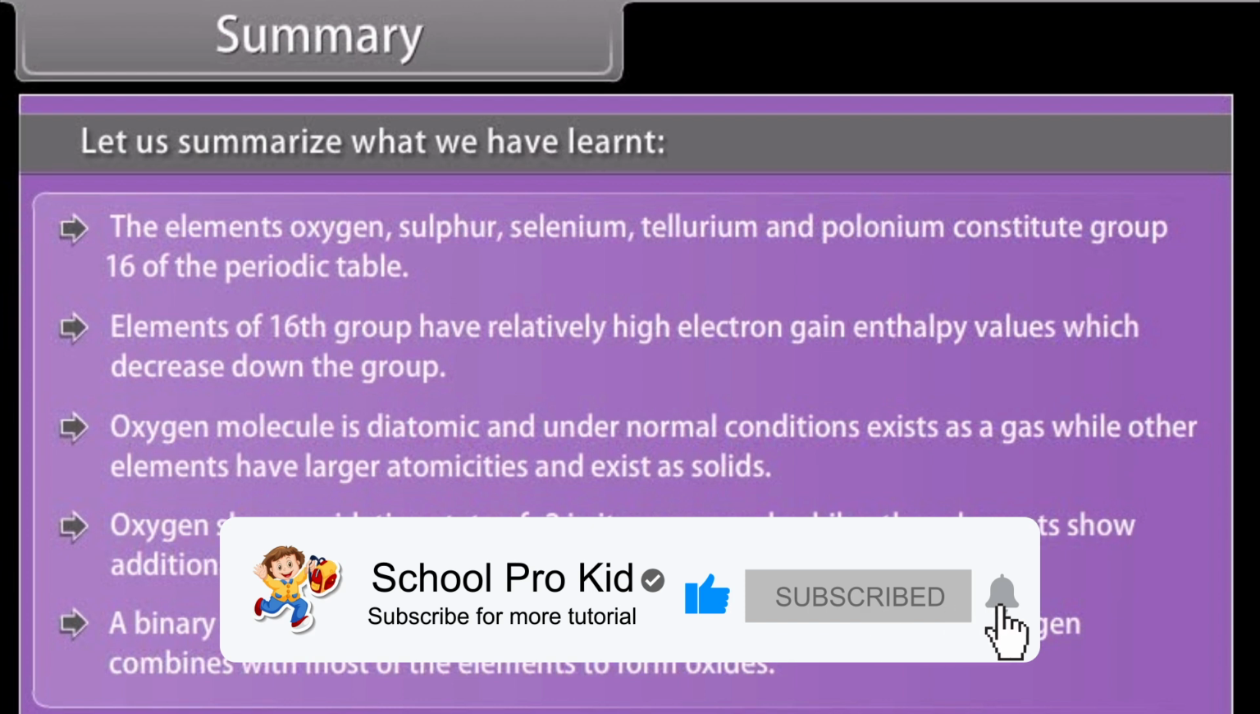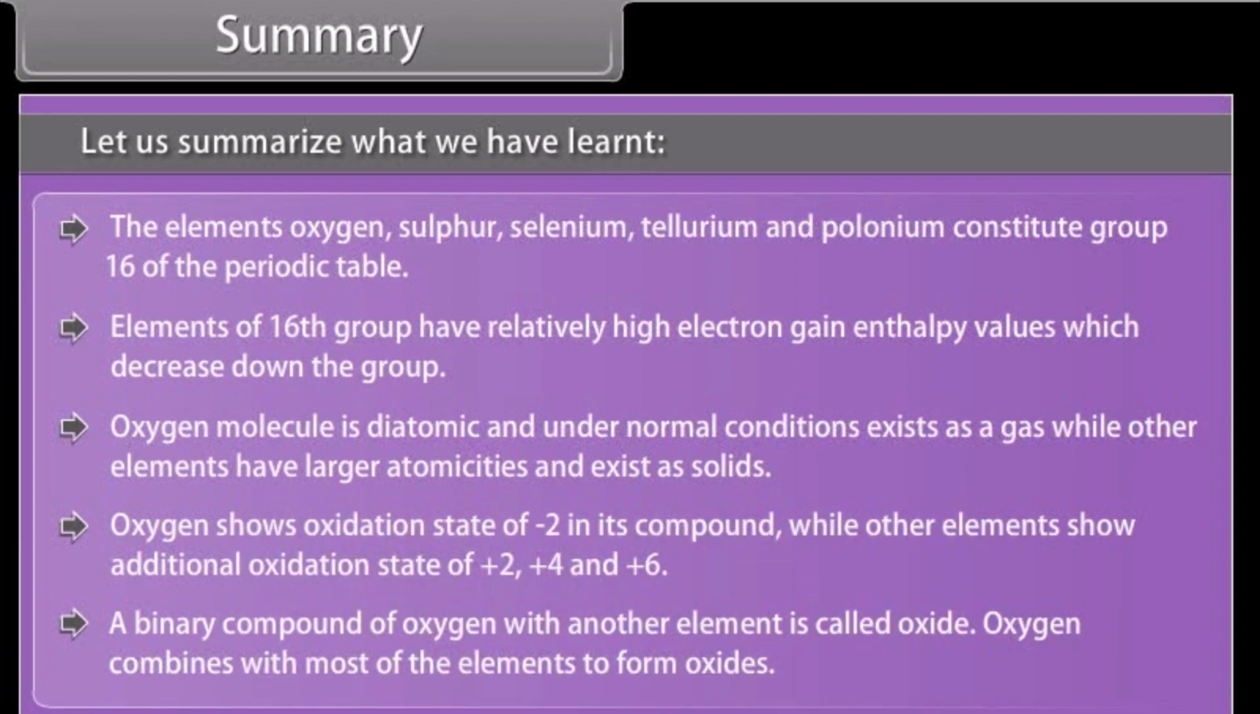A binary compound of oxygen with another element is called an oxide. Oxygen combines with most of the elements to form oxides.